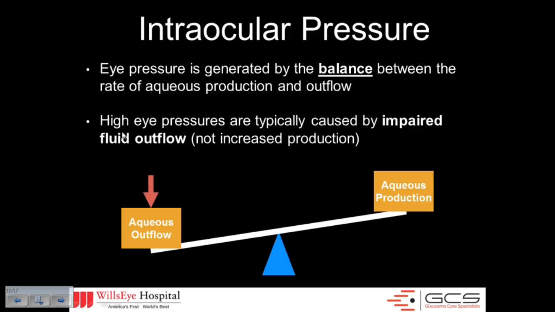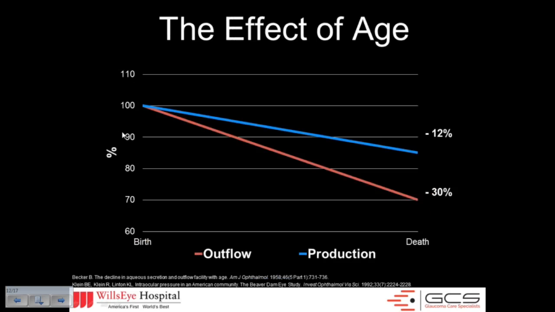In the case of glaucoma and people with high eye pressures, typically this occurs because there's an impaired outflow mechanism. It's rarely because the eye is making too much fluid. So it's not increased production, but impaired fluid outflow. And in fact, we know that aqueous production goes down with age, as does aqueous outflow. But we also know that aqueous outflow rates decrease more rapidly. And for this reason, as we age, in general, the eye pressures tend to go up.